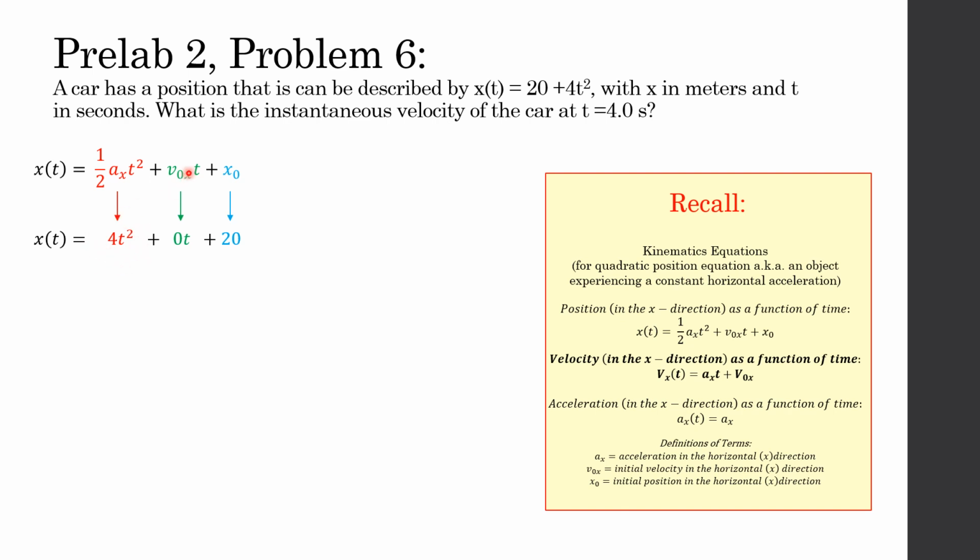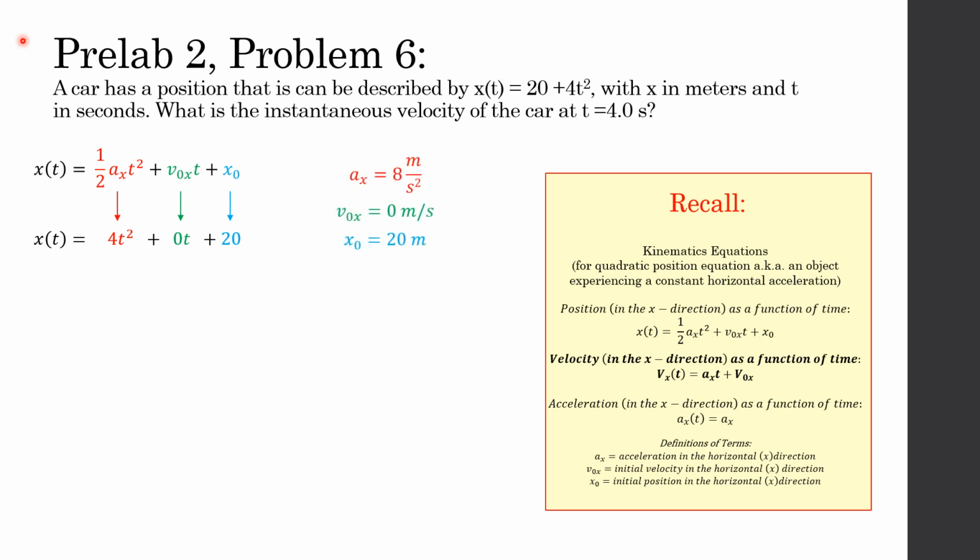We have no initial velocity because you can see there's no t term in here, right? So that would be 0t. Vox t is equal to 0t. And then we do have a constant, right? Our constant is 20, so our initial starting position in the horizontal is equal to 20 meters.